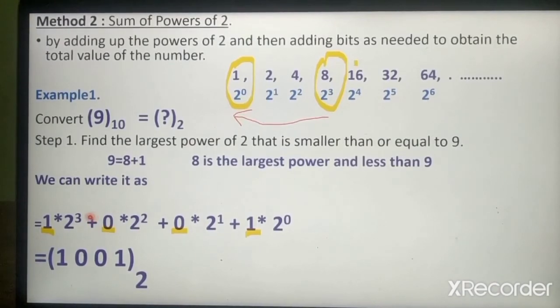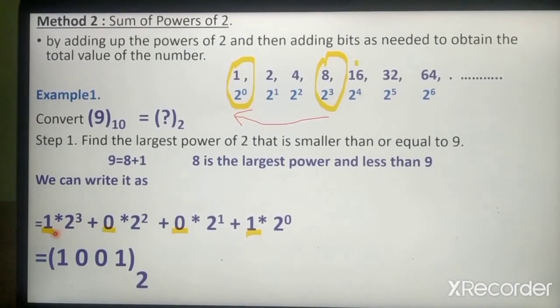Next you leave all the power values and write only the binary digits from left to right. 1, 0, 0, 1, which is the final binary number for the decimal number 9.